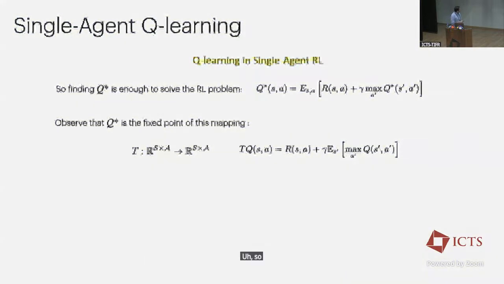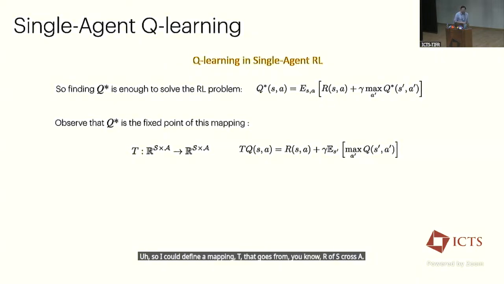So I could define a mapping T that goes from R of S cross A to R of S cross A. And basically Q star has to be the fixed point of this map here, right? So T of Q star should basically satisfy this. It's just, by inspection.